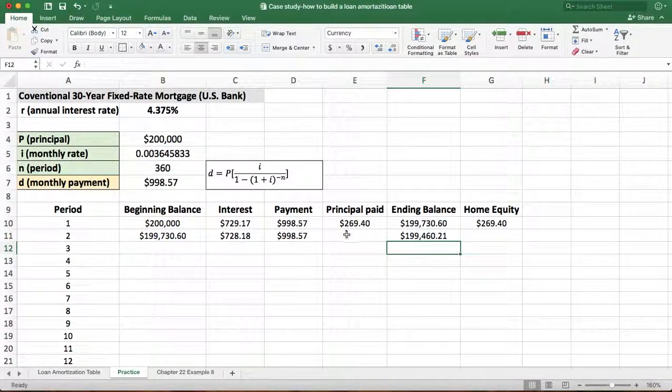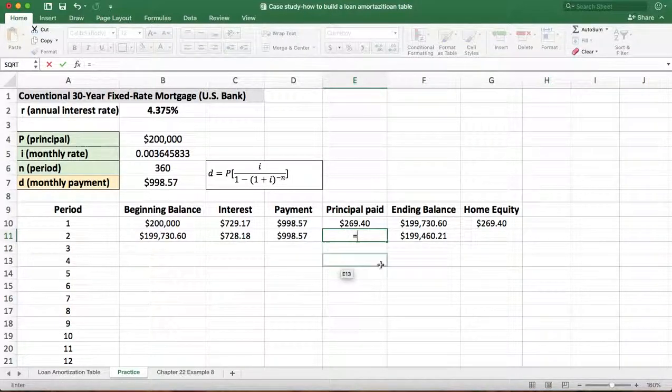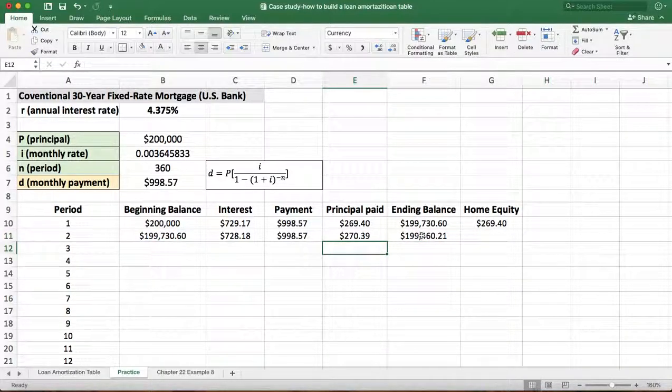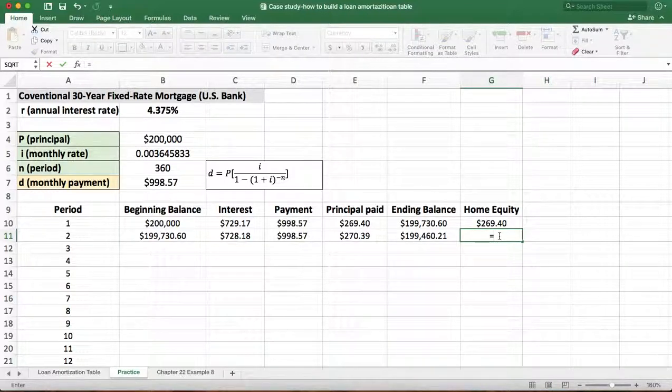So principal pay is beginning balance minus ending balance, and home equity equals the sum, add up all the principal pay. We have two periods, so we add up these two periods.